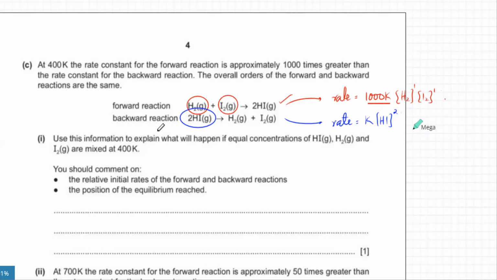So he's saying use this information to explain what will happen if equal concentrations of HI, H2 and I2 are mixed. So this is what's going to happen. If equal concentrations are mixed, let's take any concentration, let's take 0.5, and H2 and I2 are also 0.5. Can you explain which rate would be much higher if equal concentrations of HI, H2 and I2 are mixed together? I'm plugging in the values of H2, I2 and HI, just using 0.5 mole per dm cube. So which one would be faster initially, forward or backward?